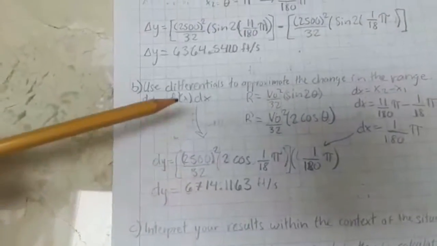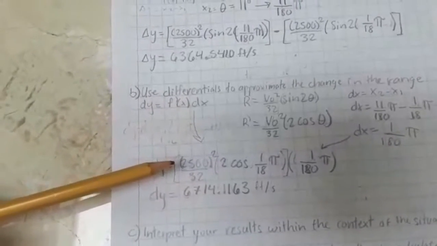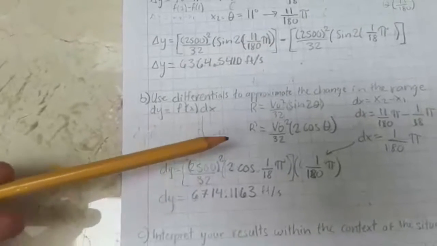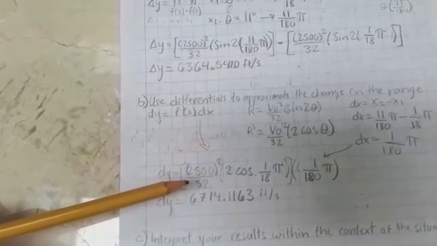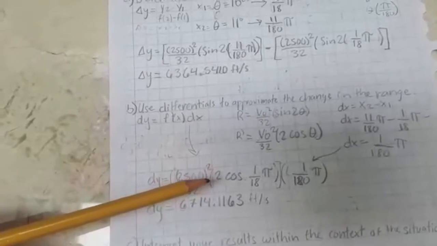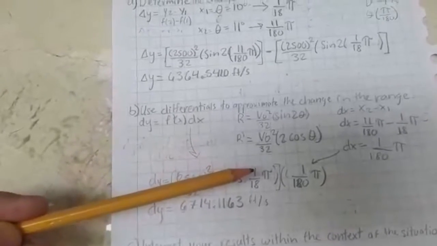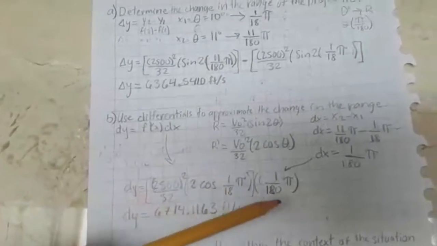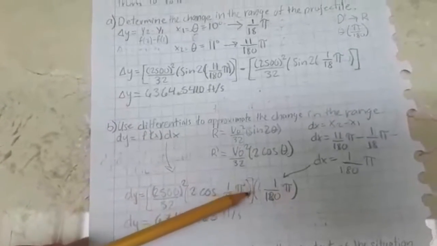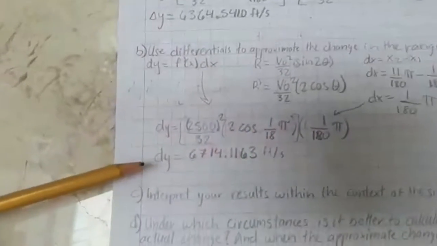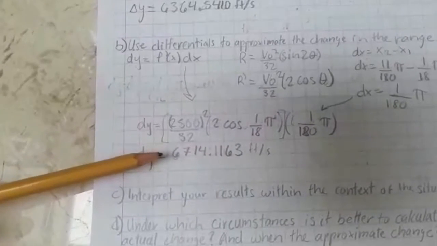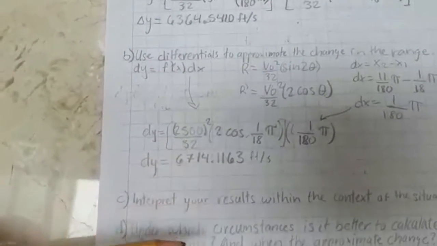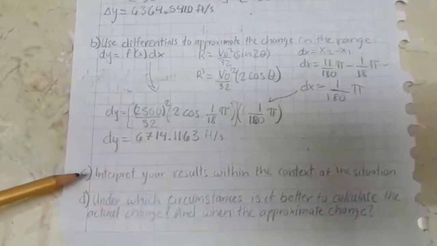So now we input the numbers, which is the 2500 to the second power divided by 32 times 2 of cosine of 1 over 18 pi, and we multiply all this times the dx, which is 1 over 180 pi, and we get 6,714.1163 feet.